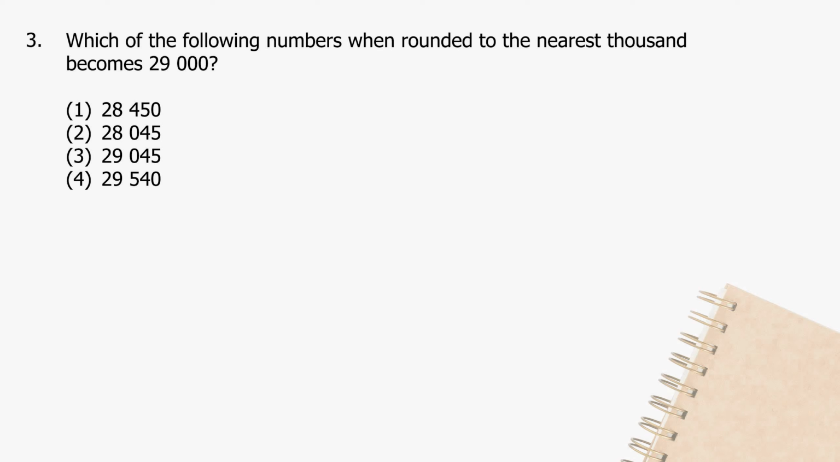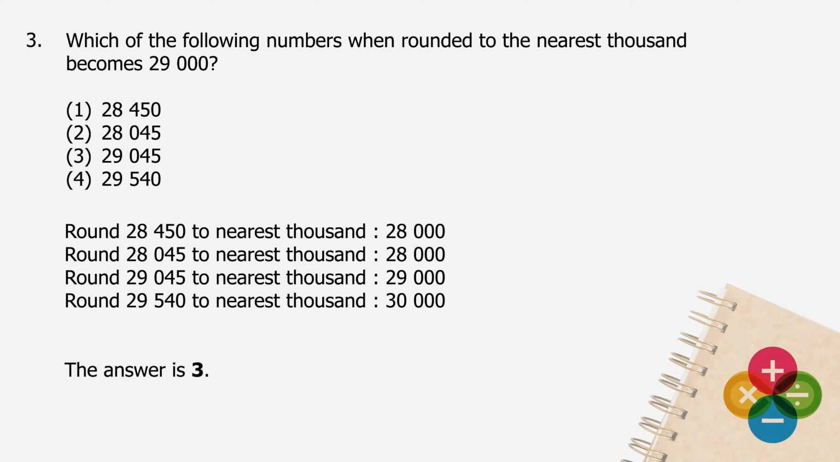Question 3. Which of the following numbers, when rounded to the nearest thousand, becomes 29,000? Round 28,450 to nearest thousand will be 28,000. Round 28,045 to nearest thousand will be 28,000. Round 29,045 to nearest thousand will be 29,000. Round 29,540 to nearest thousand will be 30,000. The answer is 3.